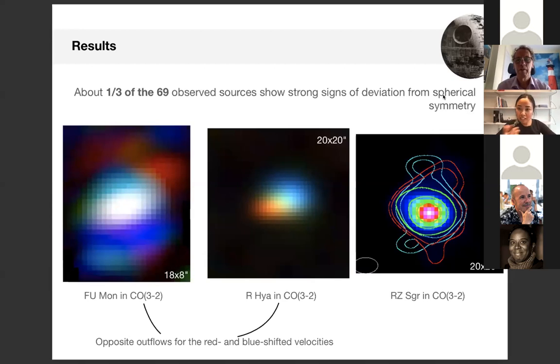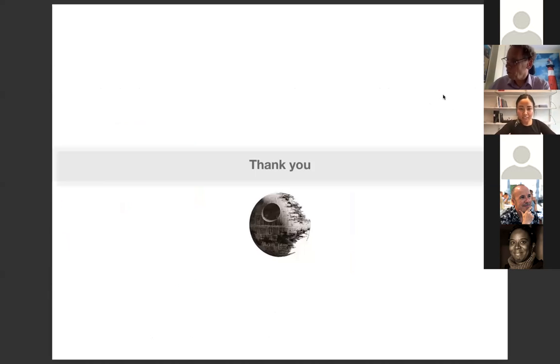And this is also the case for RZ Sagittarius, which is the highest mass loss rate star in our S-star sample. And you can see also that for the red and the blue velocity, the emission kind of goes one way and then the other. And we have not followed up those sources, but we see that the emission is not consistent with a large-scale spherical symmetry, and further observations and also modeling will be necessary to better understand the physical phenomena happening here. So those are the data and the first result that I wanted to present. Thank you for your attention.